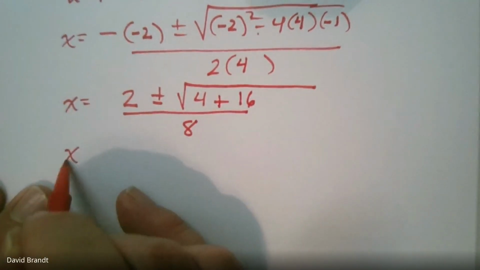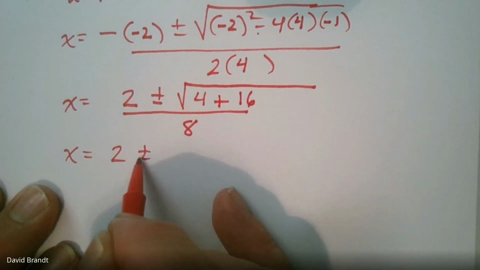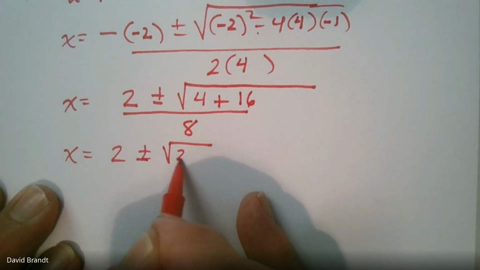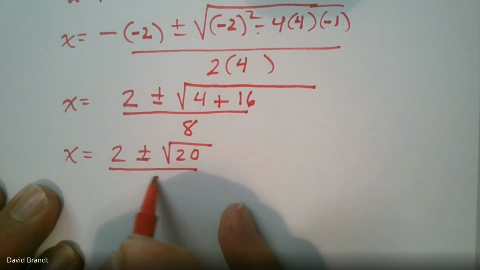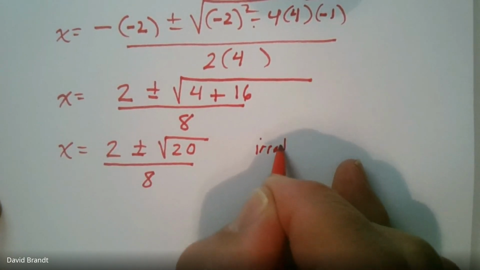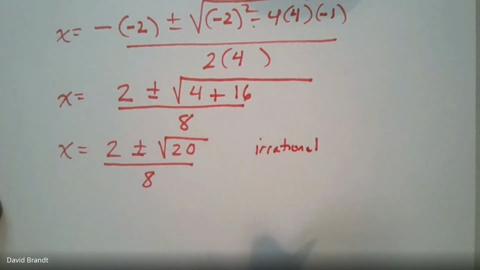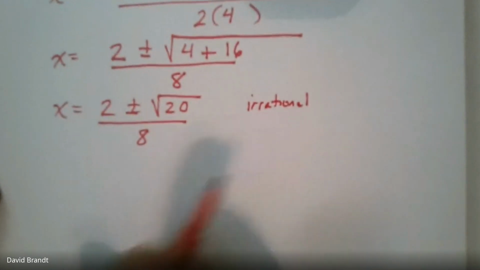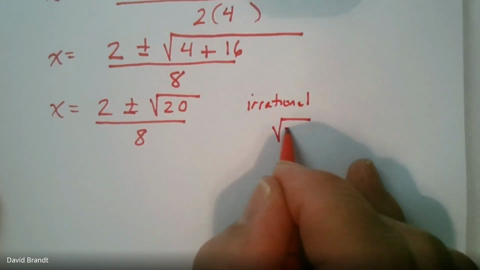Now, 4 plus 16 is 20. Now, you're going to say, whoa, wait a minute, 20 is not a perfect square. What do we do? This is called an irrational answer. I mean, it doesn't come out to a nice number. Your answer is going to have a square root in it. That's okay. Now, do you remember how to break up the square root of 20? I hope so.